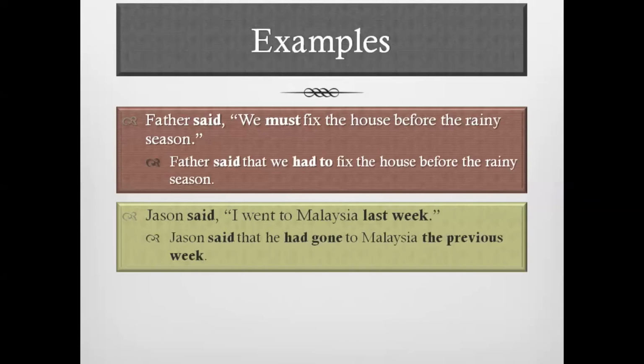Another example. Jason said I went to Malaysia last week. Because said is in the past, then we have to change the whole sentence into the even past form of the sentence, which is past perfect. Jason said that he had gone to Malaysia the previous week. Last week becomes the previous week.